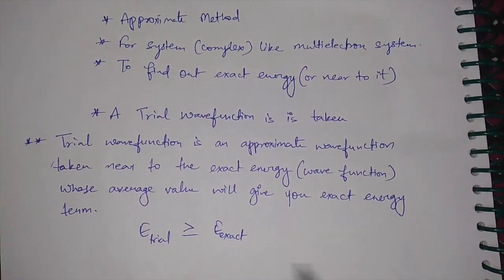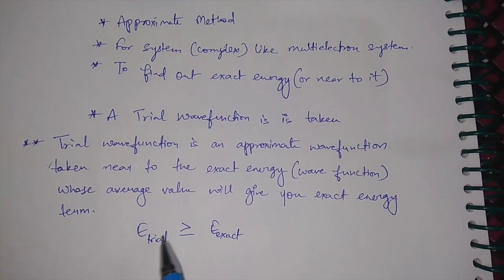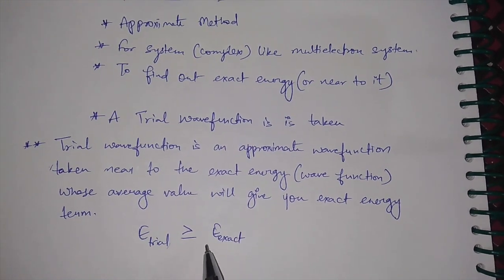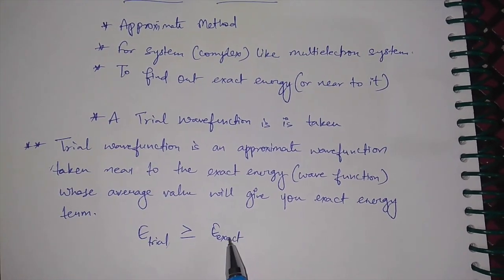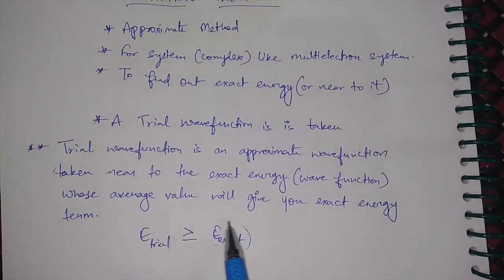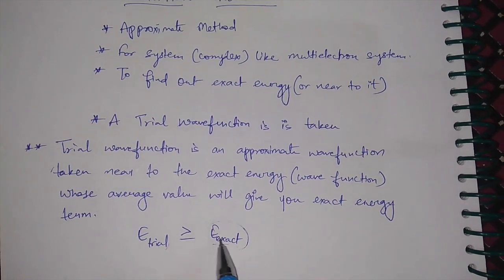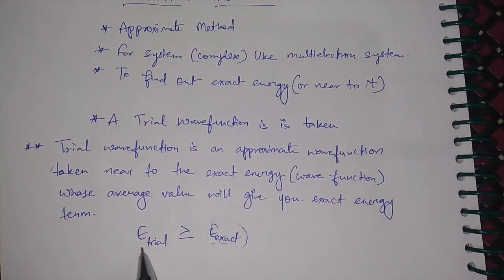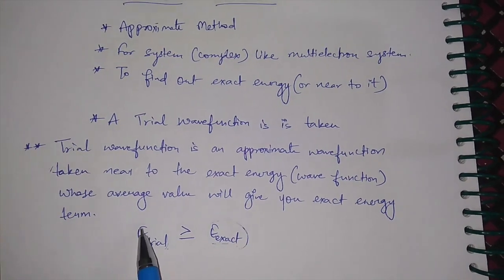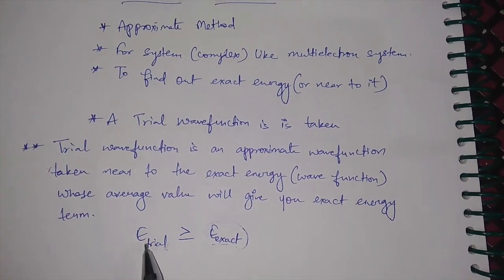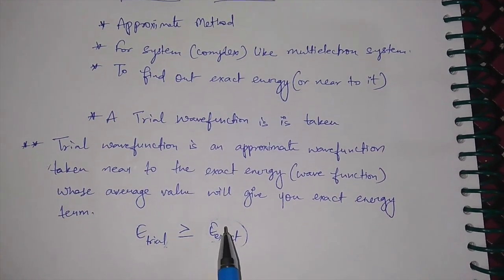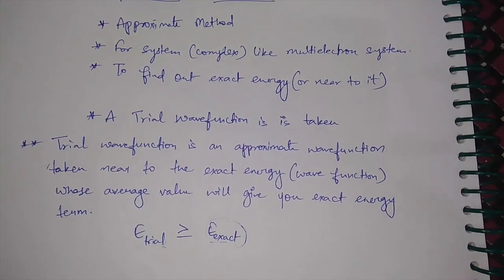Always remember that whatever energy you get from the trial wave function will always be greater than or equal to your exact energy. This is what you want to calculate, but for a multi-electron system it's difficult to calculate. That's why we take a trial wave function, and with the help of that we try to make our energy term very near to this exact energy term.